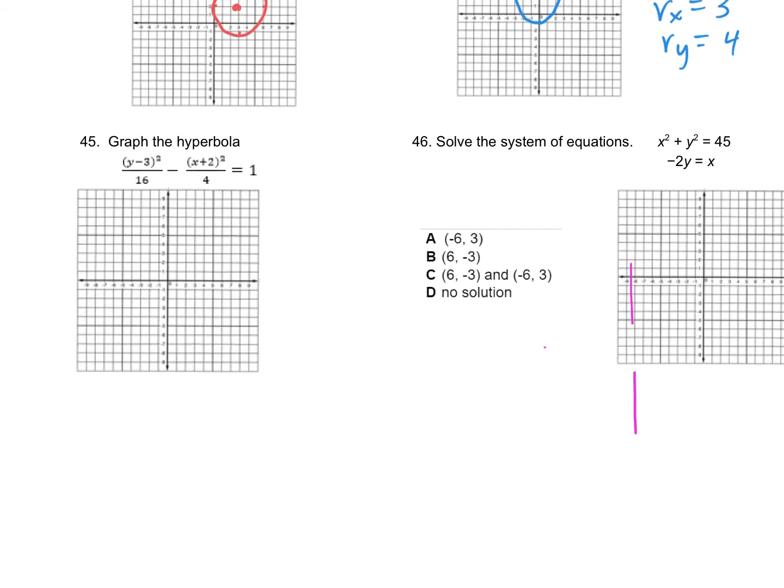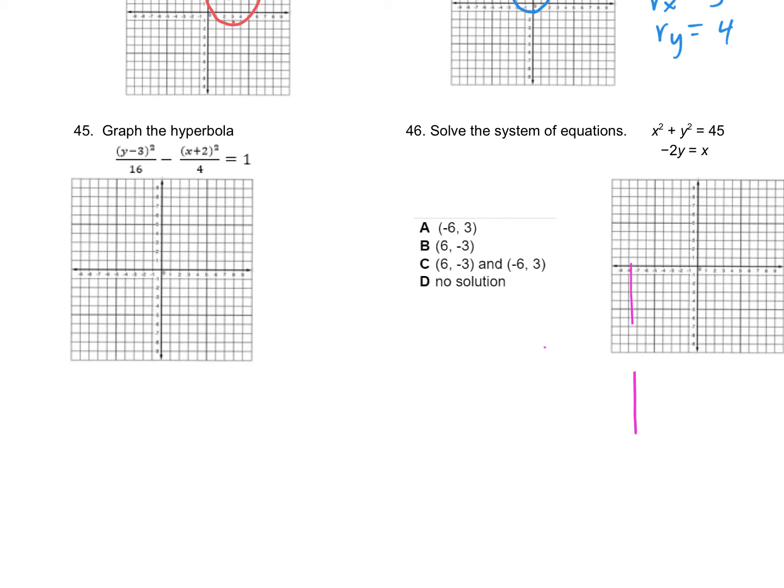On the hyperbola, it's the same thing, really. It's just a combination of the parabola and the ellipse and the circle. It's kind of all the same. So we're going to get our h and k, and this is our r sub y, and this is our r sub x. And that's on that little box that we're going to create. And we know it's going to open up and down because the y comes first.